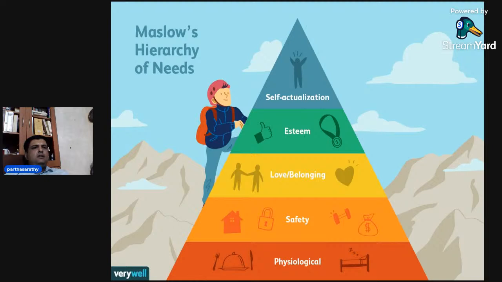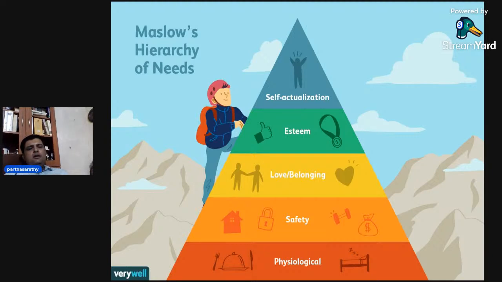So the first one is physiological needs, the needs of the body. See, psychological is different, physiological is different. Psychological is related to the mind, physiological is related to the body. So the physical needs at the start are food, clothing, shelter, the basic needs of a human being.